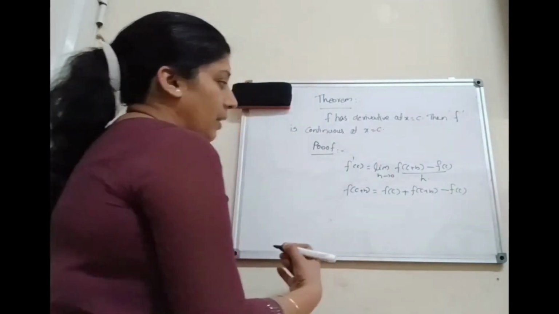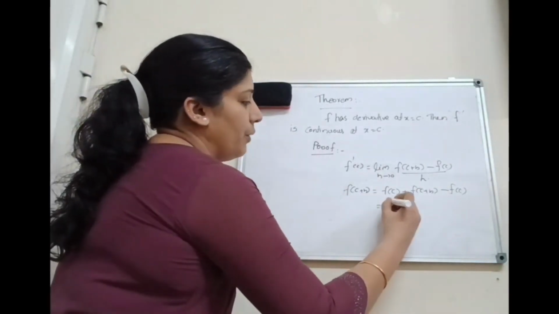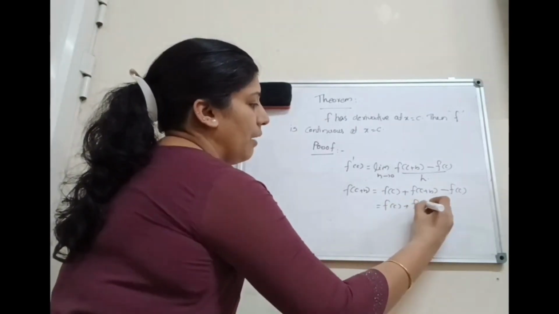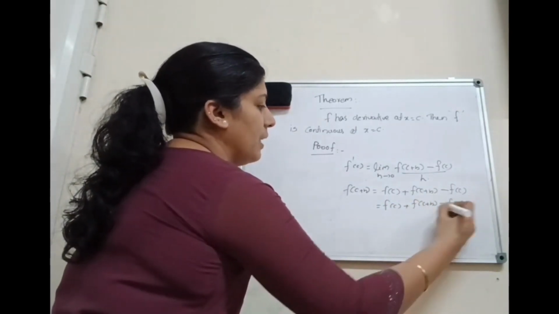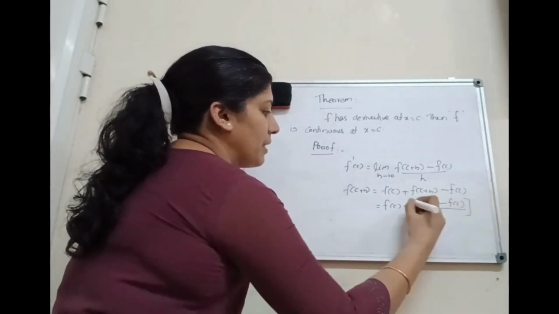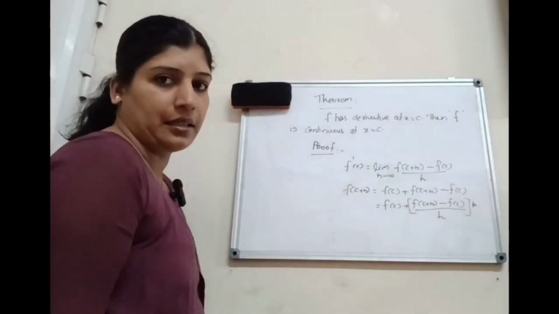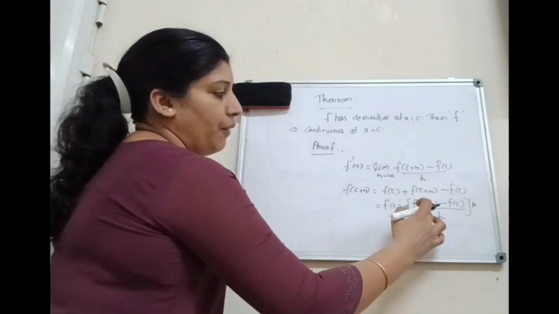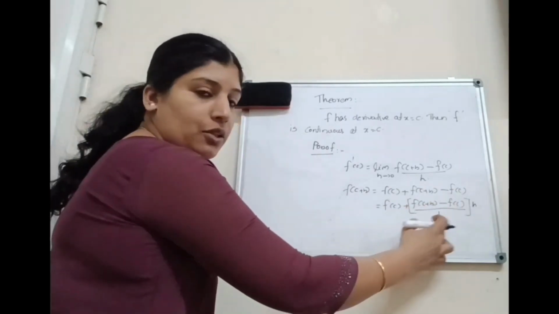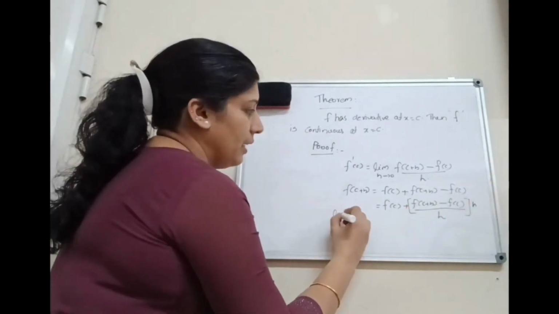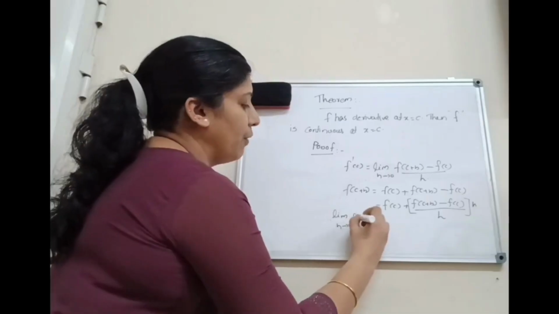Then next, we can consider it is equal to f(c) plus [f(c+h) minus f(c)] divided by h and multiplied by h. That is, we multiply the second term by h and also divide it by h, rearranging the second term [f(c+h) minus f(c)] divided by h into h.